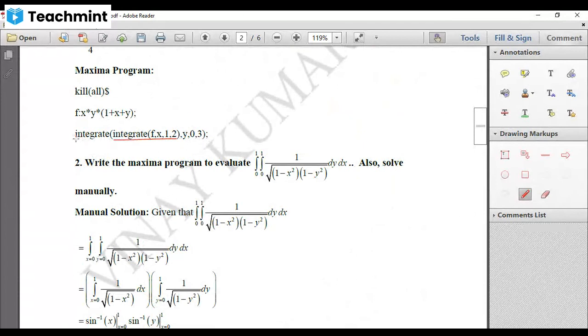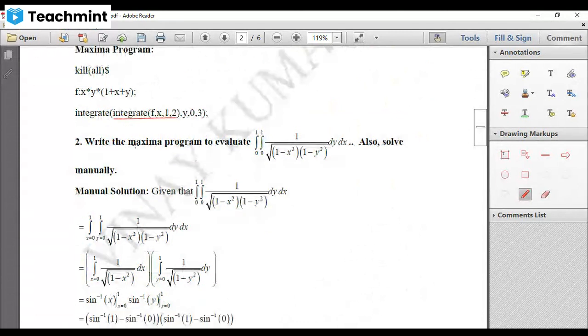So you have to be very careful. You are having double integration. Integrate within bracket, integrate of, first you will get either x or y along with its limit, comma, then one more limit. If x is here, then you will get y here. If you get y here, x will come here. That's it. So this is how you have to write the Maxima program for evaluating the double integral.